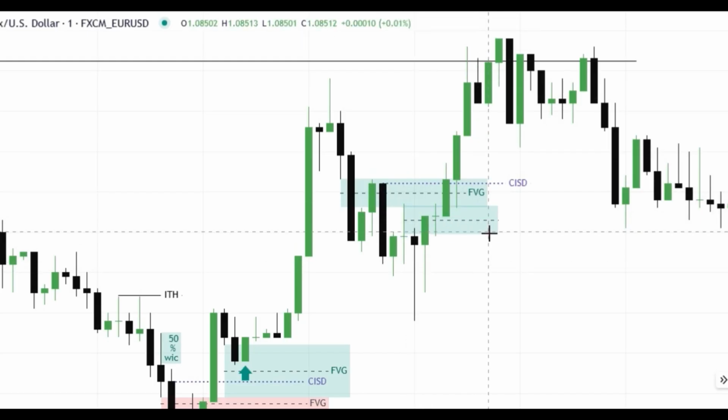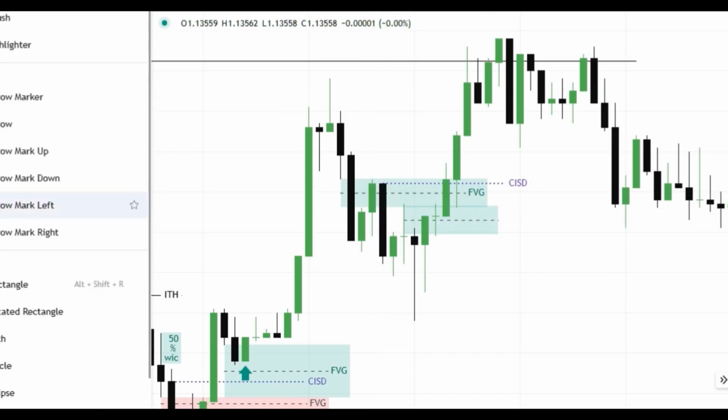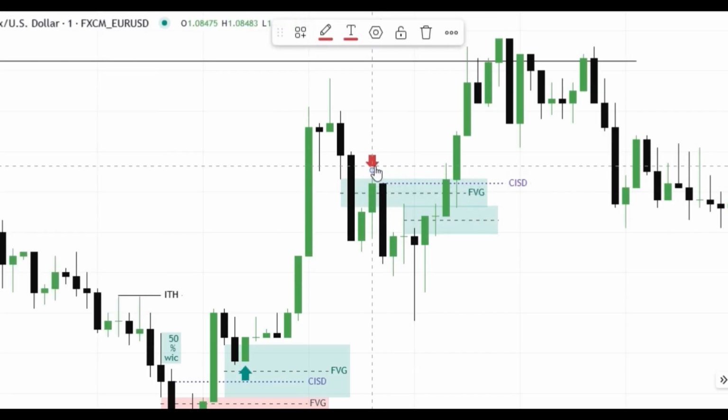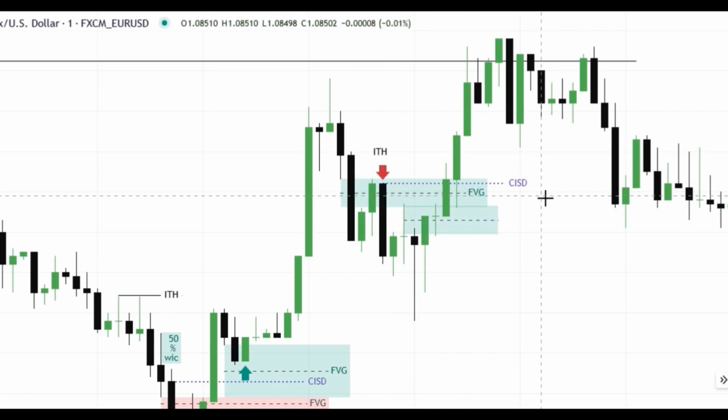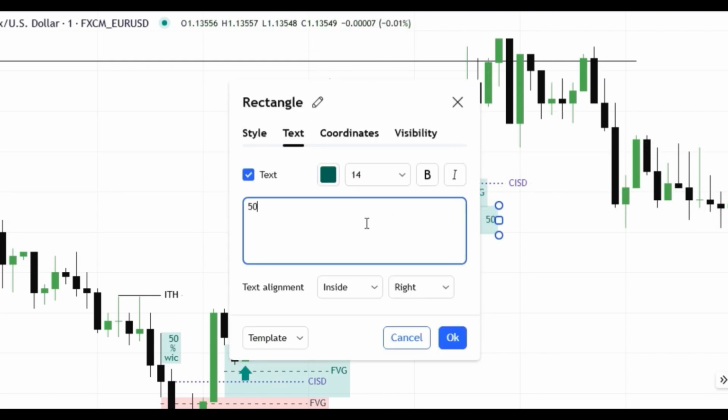Now, what kind of high is this high? It's an intermediate term high. Why? Because it has come and filled this imbalance. So, you had a long shadow that failed, you had a change in the state of delivery, and you had an FVG. Therefore, 3 of your PD arrays failed right here.